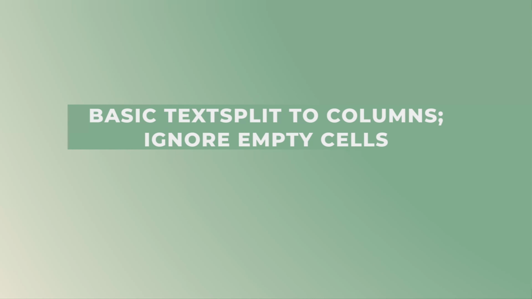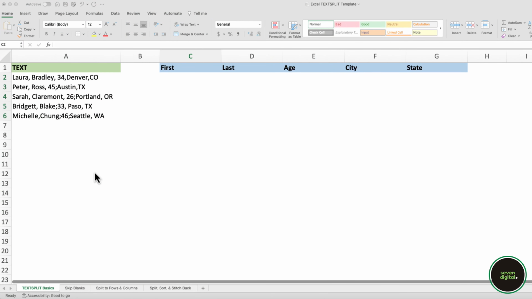Okay, so let's get started. So here we have our list of text. We have the first name, last name, age, and city where they reside of different people. And what we want to do is split the text in each of these cells. In order to do that, we can use the TEXTSPLIT function. So in this cell, C2, I'm going to begin my TEXTSPLIT function.